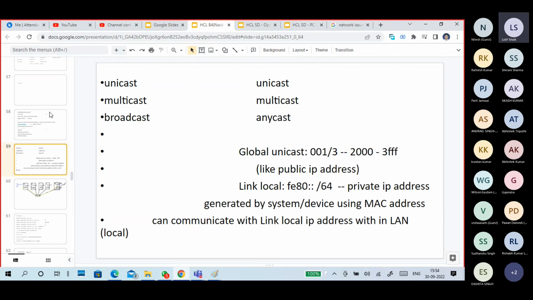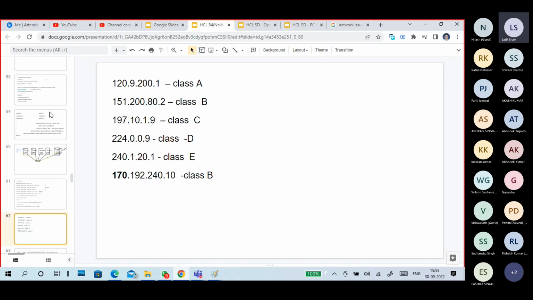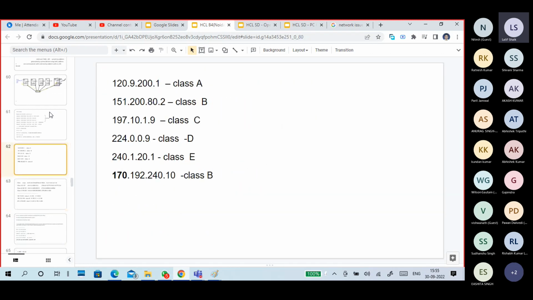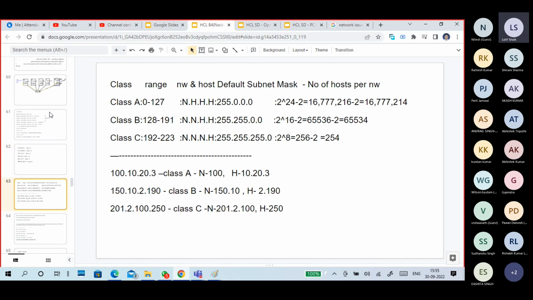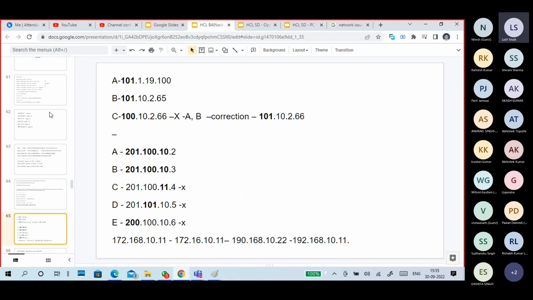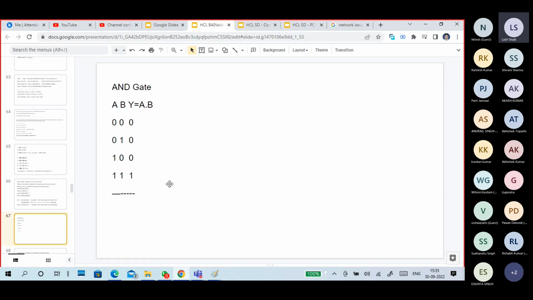IPv6 is not divided into classes, but it is divided in different ways, like link local, global unicast addresses, multicast addresses, and any other addresses. Guys, this is about the basic differences between IPv4 and IPv6 and the classes. But again, I will start from the classes, ranges, subnet mask, and other things after a small break.